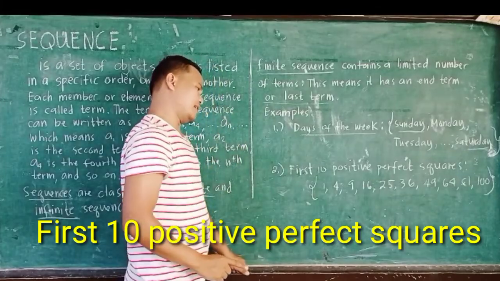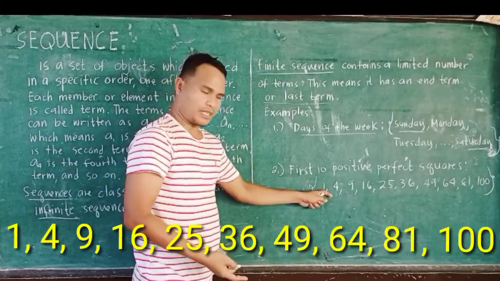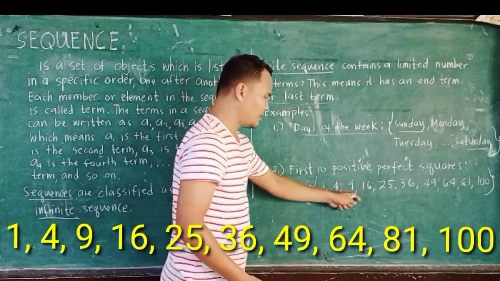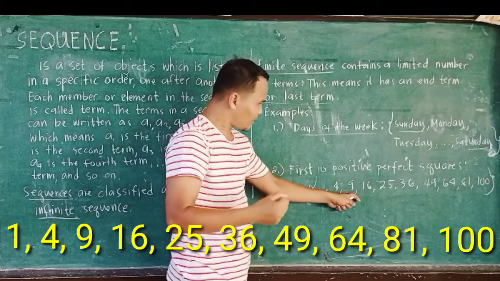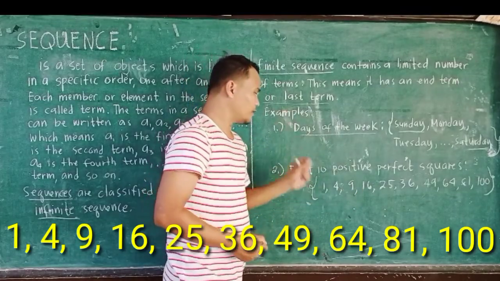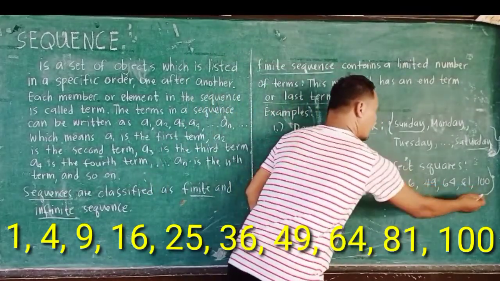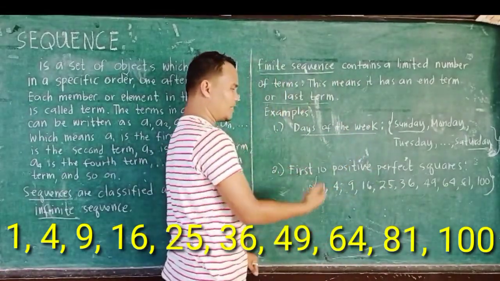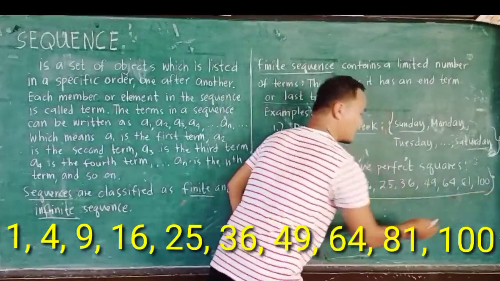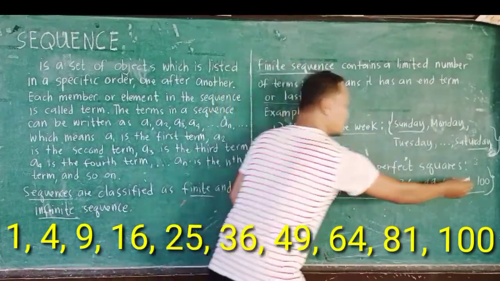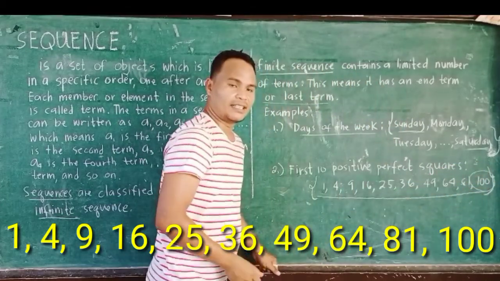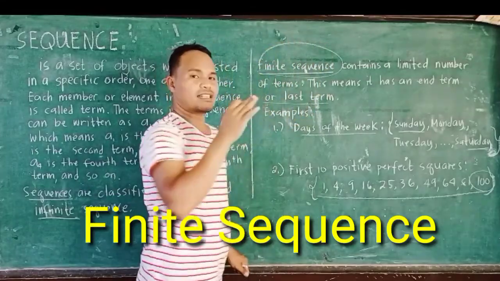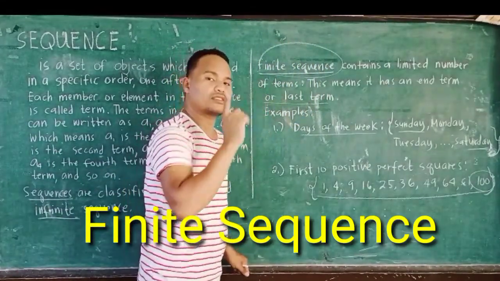Another example: first 10 positive perfect squares. The first positive perfect square is 1, that's 1 times 1. The second is 4, that's 2 times 2. The third is 9, that's 3 times 3. And the 10th positive perfect square is 100. Now, the last term or the nth term of this sequence, ang katapusan na term aning sequence is 100. So, kaning example is an example of finite sequence. Dunay last term.